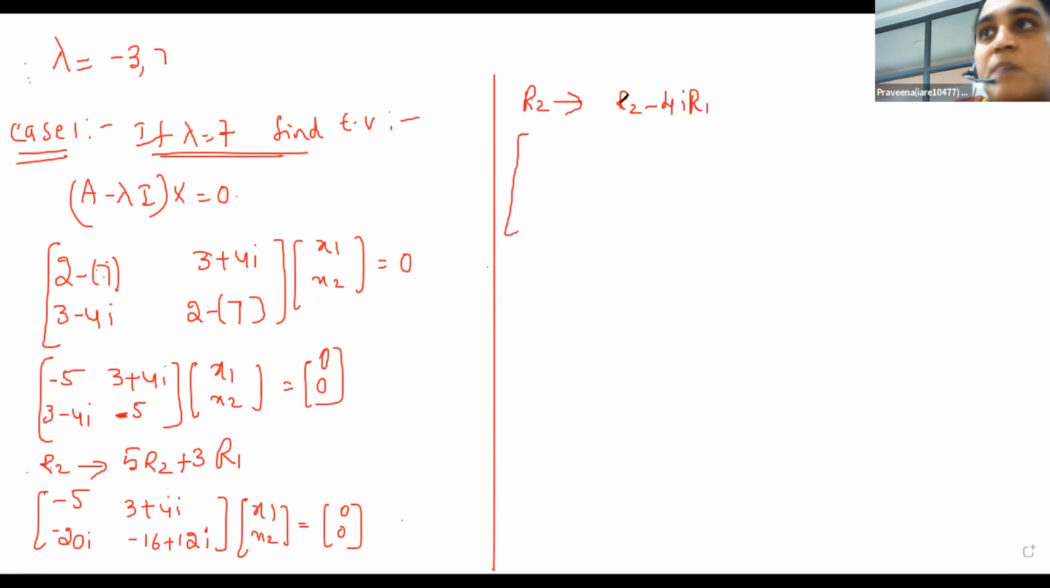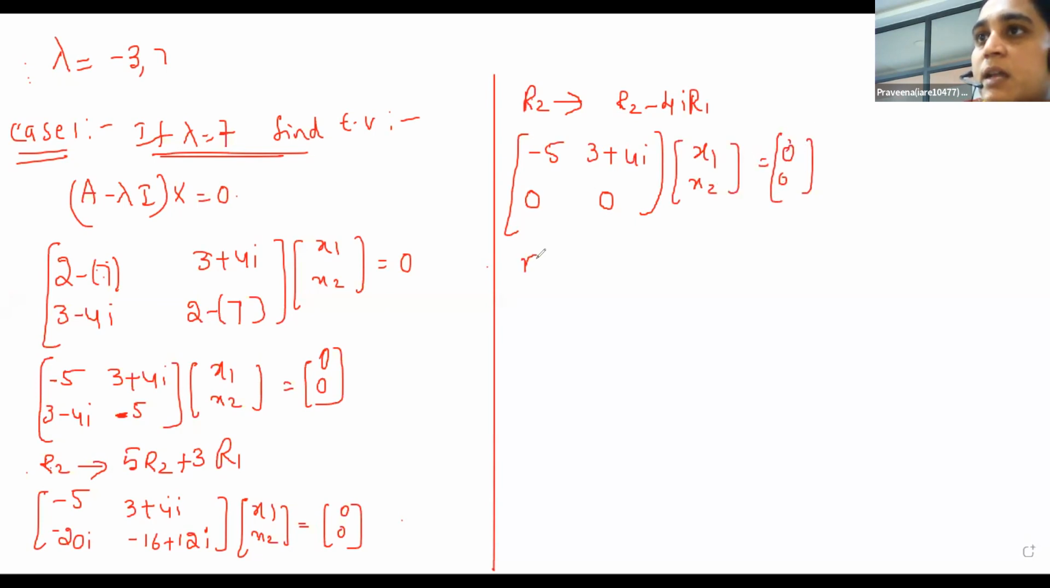R2 means here minus 20i, there minus into minus plus, right? Minus 5, 3 plus 4i. Okay, this one also 0 and this is also 0. Once you check it, ma, for the second row, second element, if you have any confusion, check clearly in rough, definitely it has 0. x1, x2 is 0, 0.